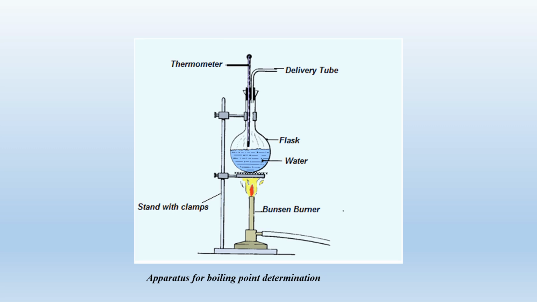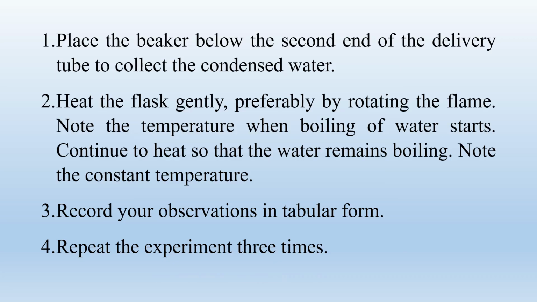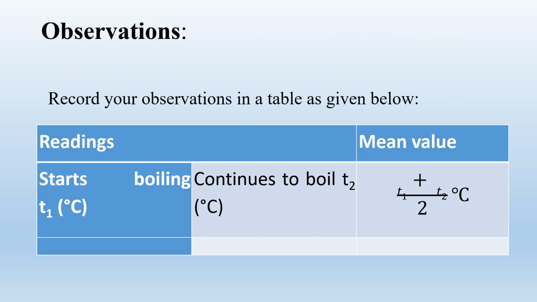Apparatus for boiling point determination. Place the beaker below the second end of the delivery tube to collect the condensed water. Heat the flask gently, preferably by rotating the flame. Note the temperature when boiling of water starts. Continue to heat so that the water remains boiling. Note the constant temperature. Record your observations in tabular form. Repeat the experiment 3 times.